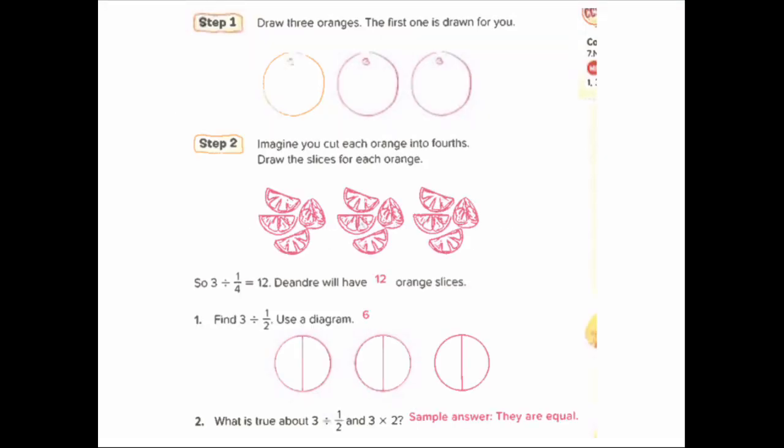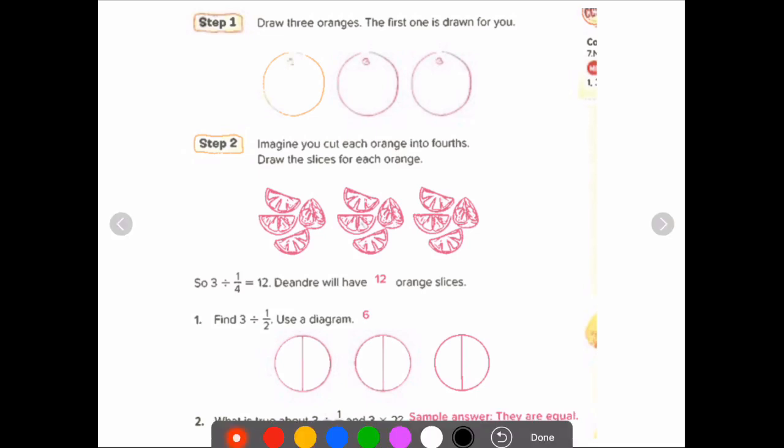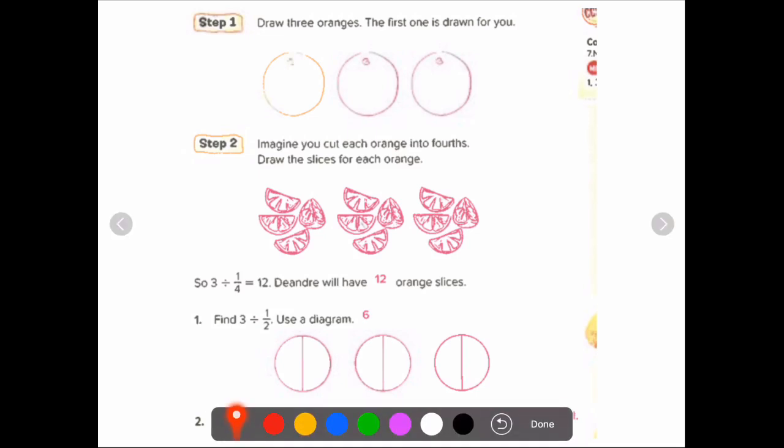Let's think about these three oranges here. And we want to cut each orange into fourths. So fourths. How do we say fourths? Okay. And another word for cut that we can use is divide. So we have 3 oranges divided by 1/4.